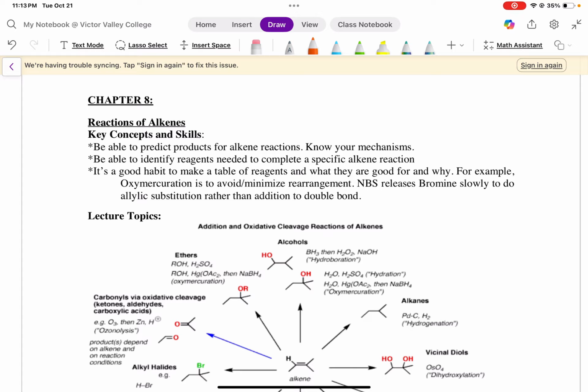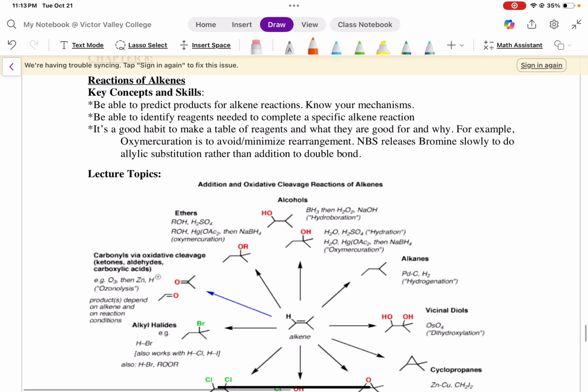All right, we continue the discussions with alkenes. This is the reactions of alkenes. This part is actually a summary of what we can do with alkenes, and then in the next video, we're going to go over the details about mechanisms and stuff. Okay.